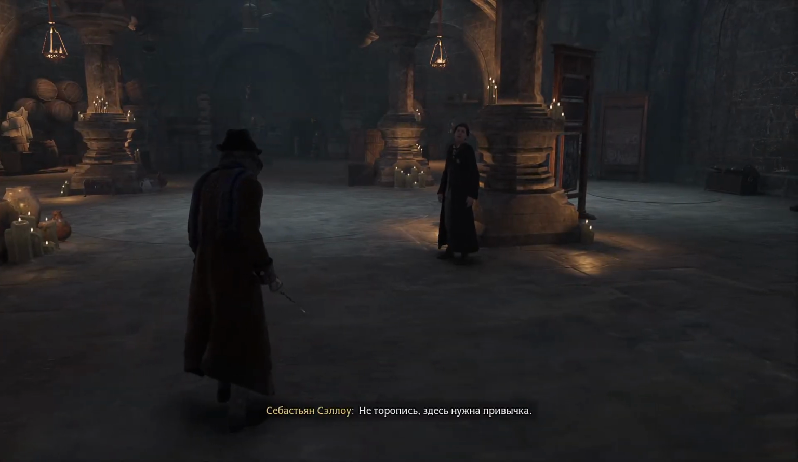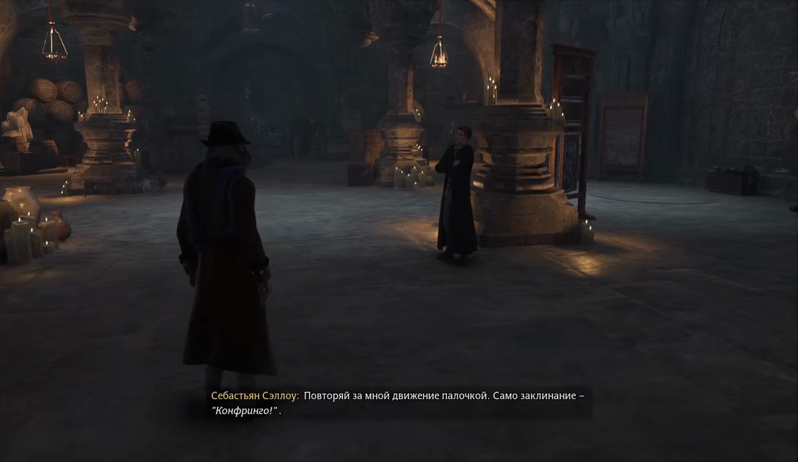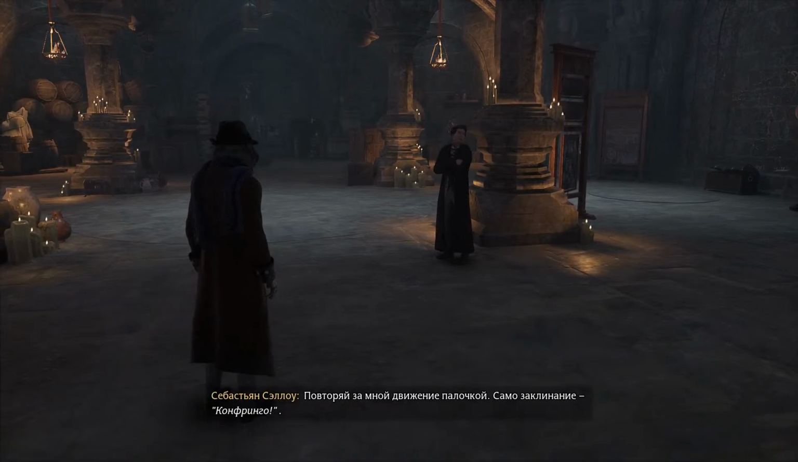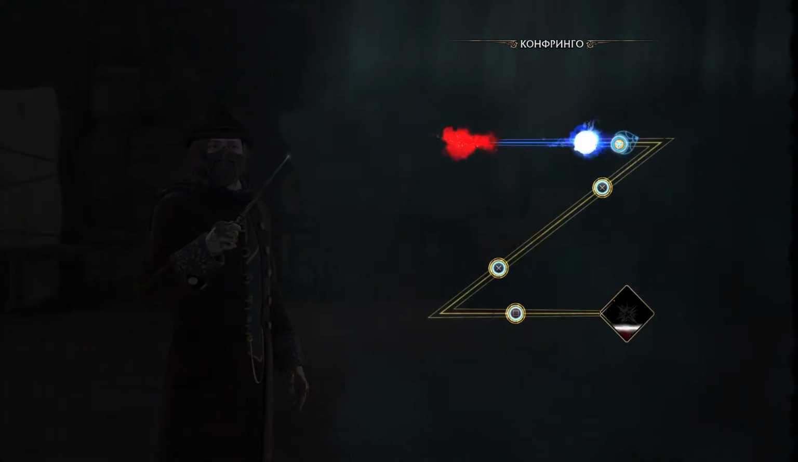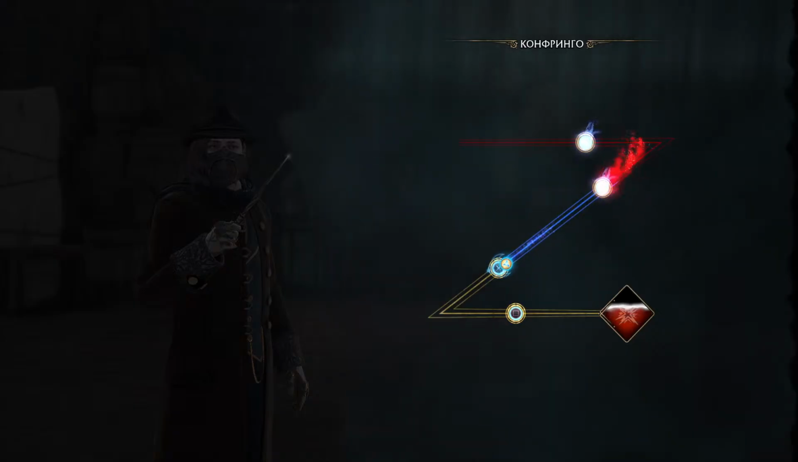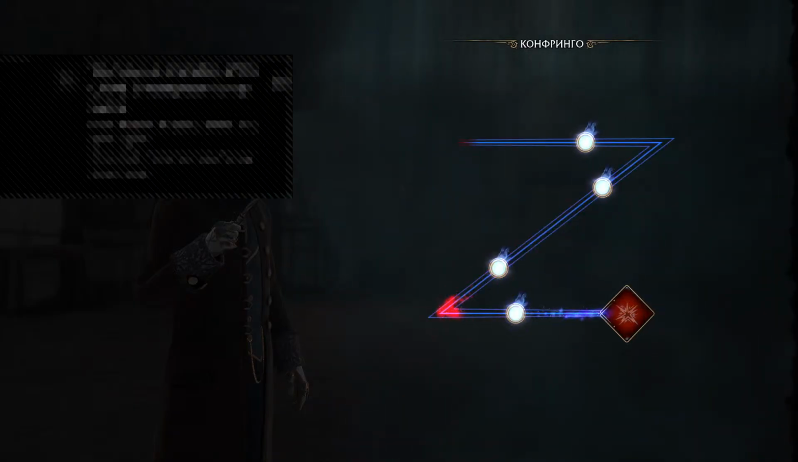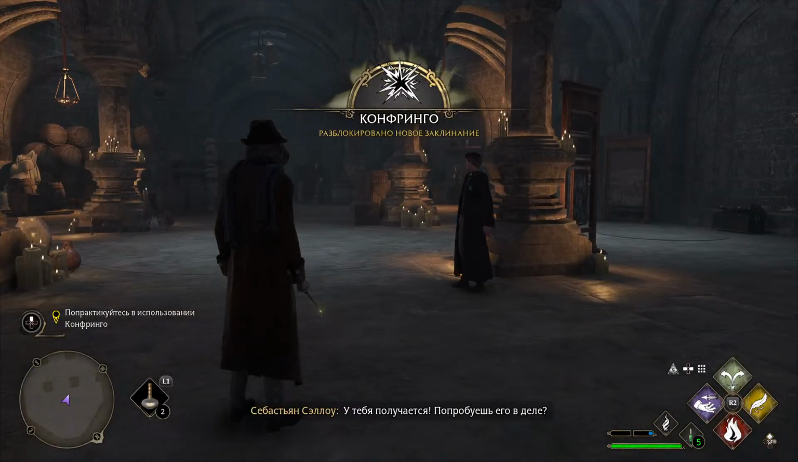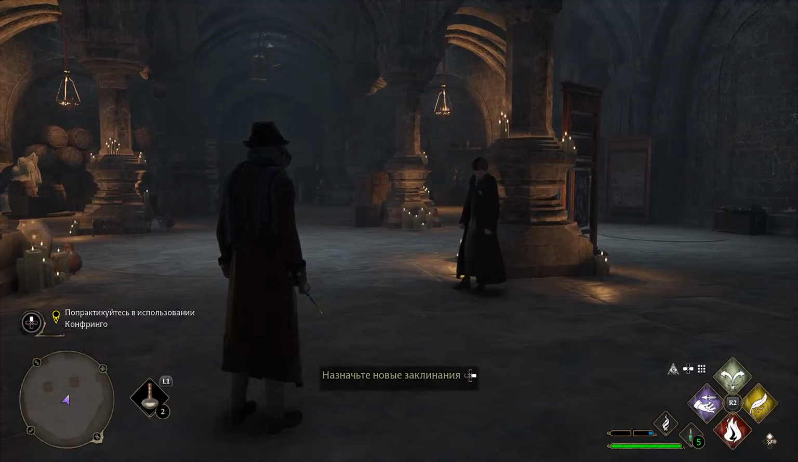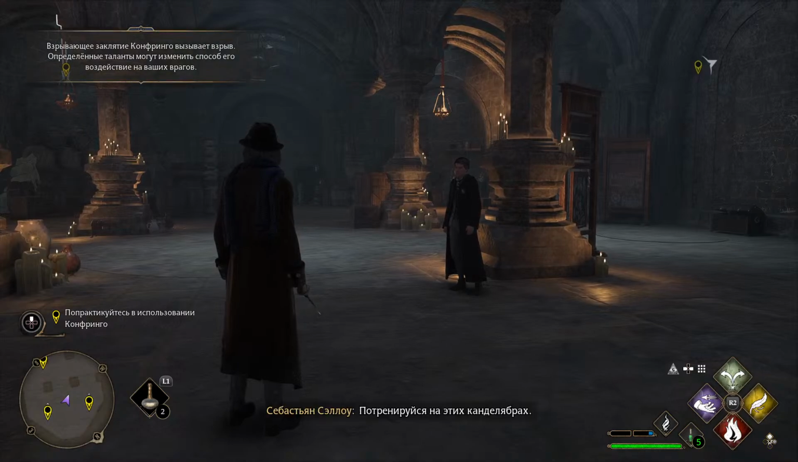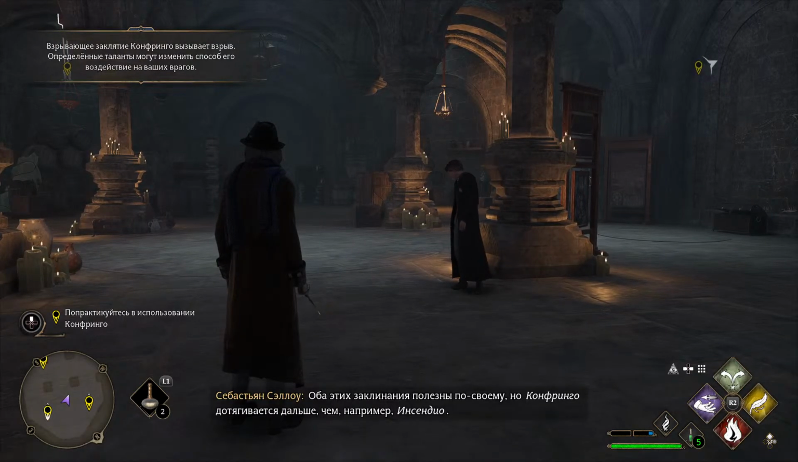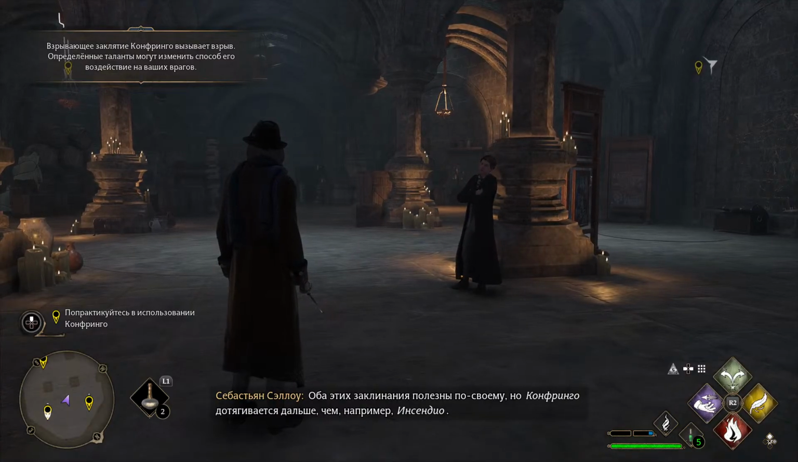It may take a while to get the feel for it. Mimic my wand movement. The incantation is Confringo. Very well. You're getting it. Ready to actually try it out? Stick to the targets, though. Best to keep the Undercroft intact. Have a go at those candelabras. Both have their uses, but I think you'll find that a Confringo cast travels a bit farther than that of a spell like Incendio.